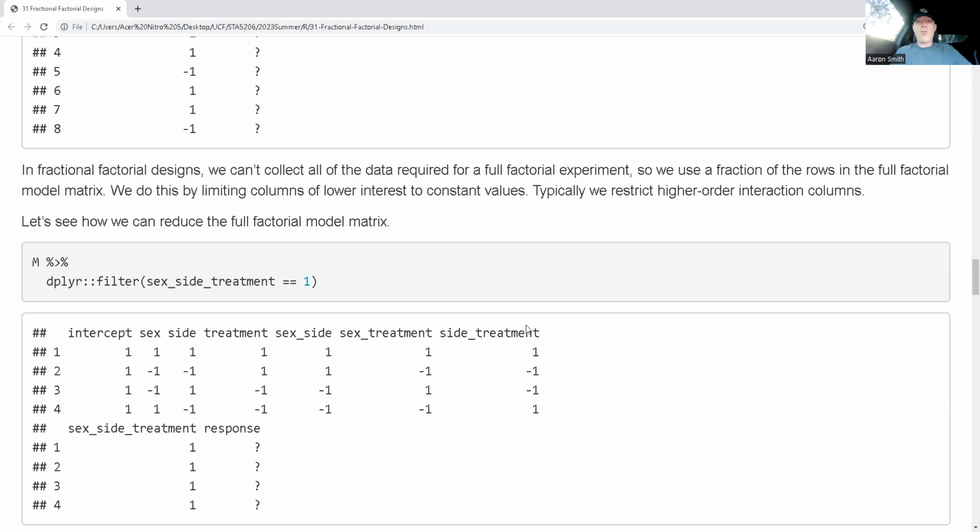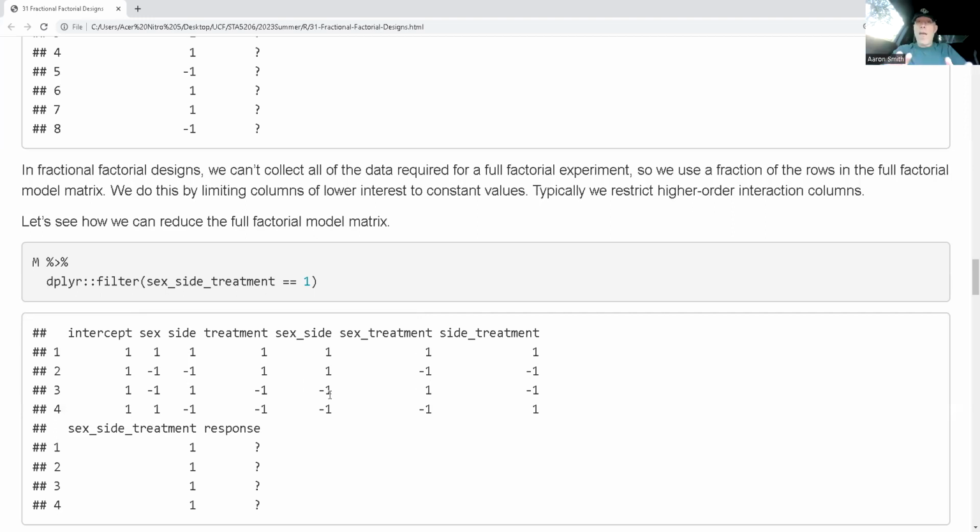sex and side treatments. You'll notice sex and side treatments are perfectly correlated with each other. Check out side and sex treatments. You'll notice they're perfectly correlated with each other. Check out treatments and sex side. They're perfectly correlated with each other.